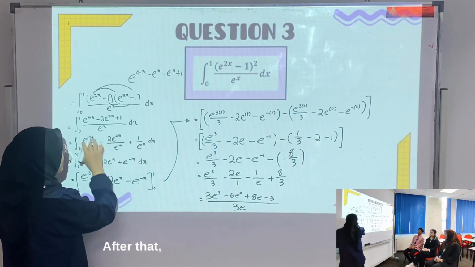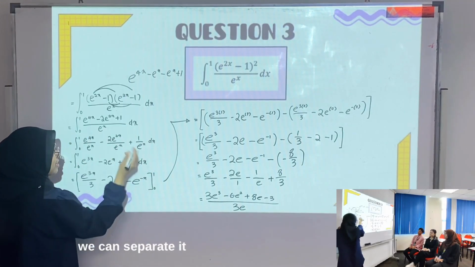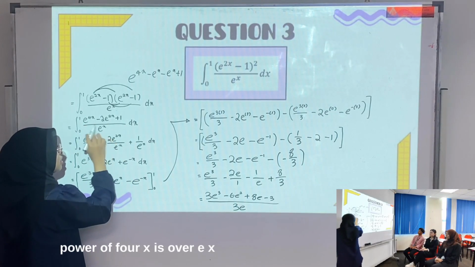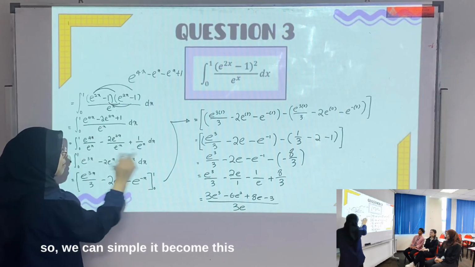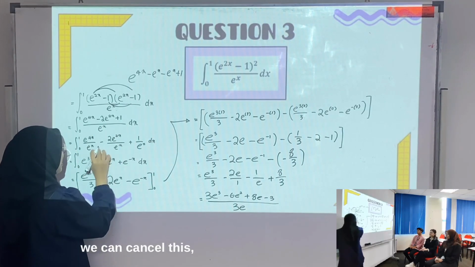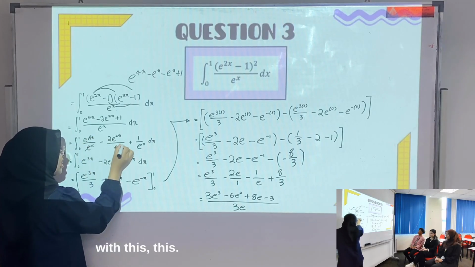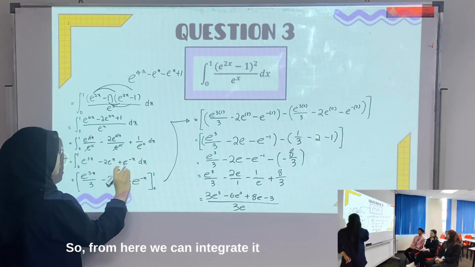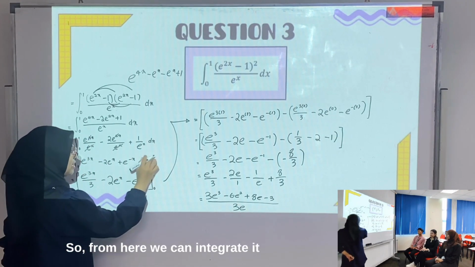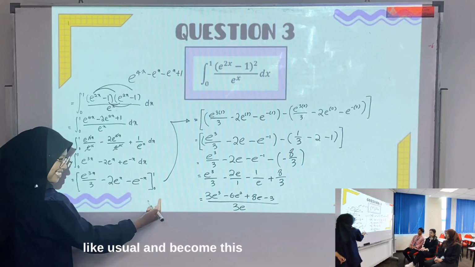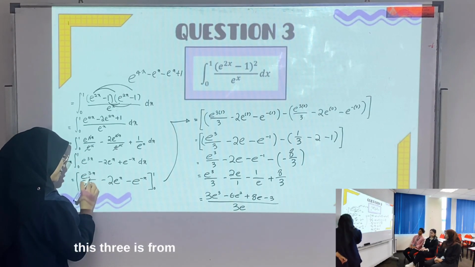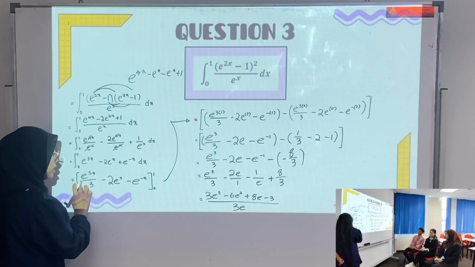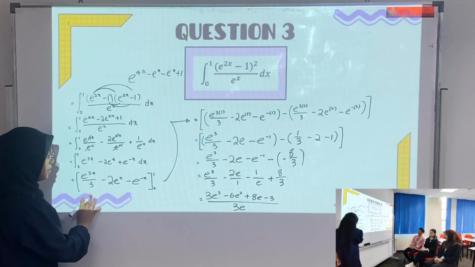After that, we can separate it. Because from here we know that e to the power of 4x over e to the x can be simplified, we can cancel this with this, and simplify it to become this. From here we can integrate it like usual. This 3 is from here, e to the power of 3x, and this will be e to the power of 3x over 3.